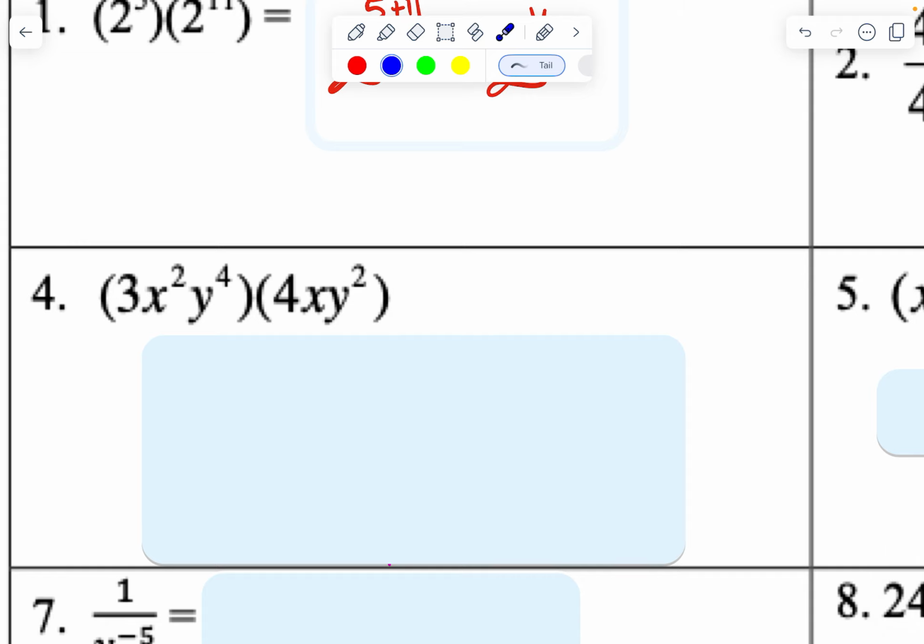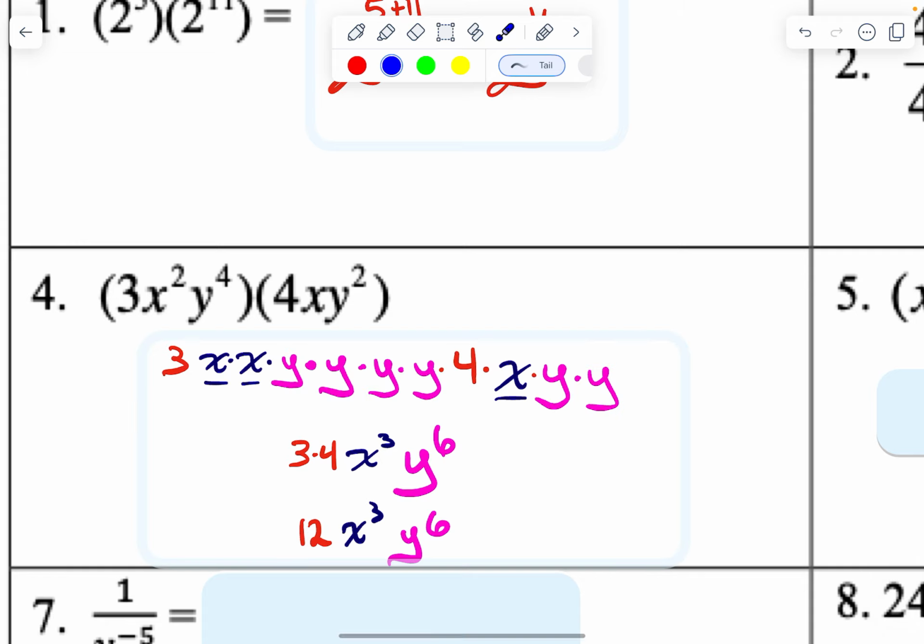Four is just a lot of multiplying. So I take 3 times 4, I get 12. X squared times x, I get x cubed. Y to the 4th times y squared, I get y to the 6th. So all we're doing is multiplying one base at a time and just applying the product rule.